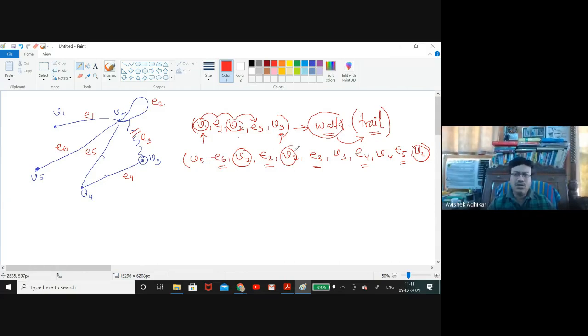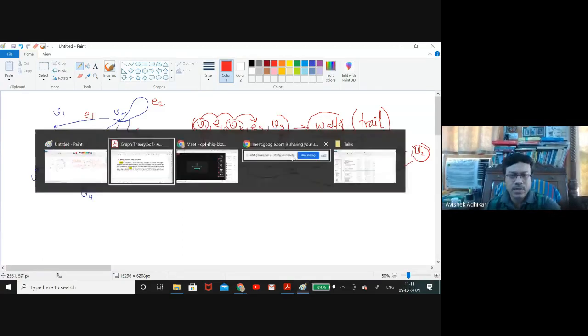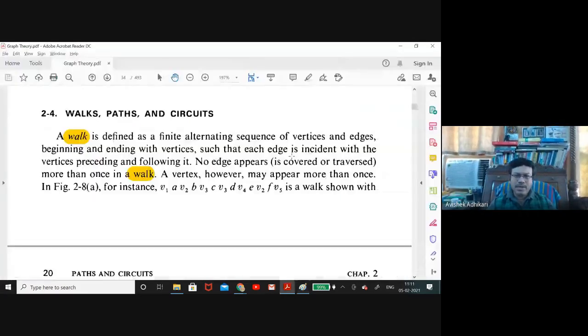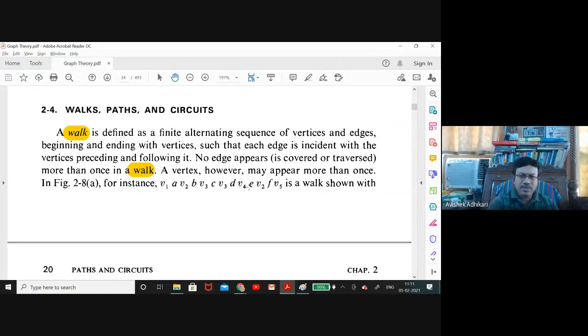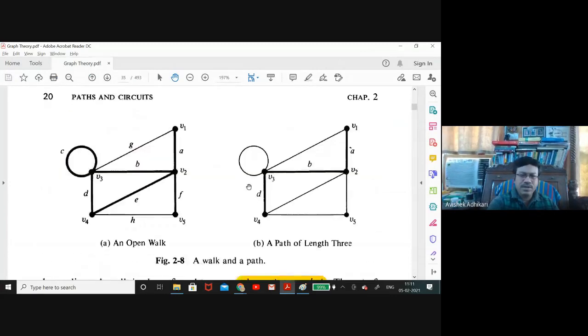So in my lecture I will assume that work means you don't have any repetition of edges, but note that you have repetition of vertices. The repetition of vertices is allowed in the definition of work. So a vertex, however, may appear more than once. There is some example, I am skipping that example. These are some images.